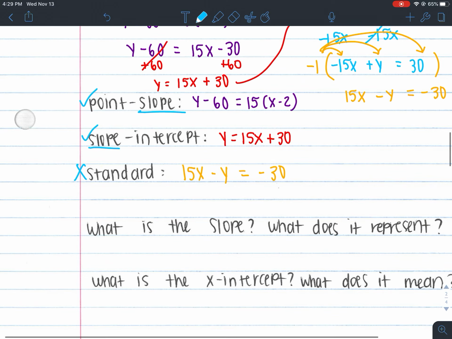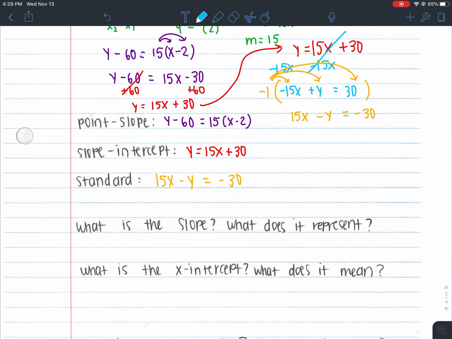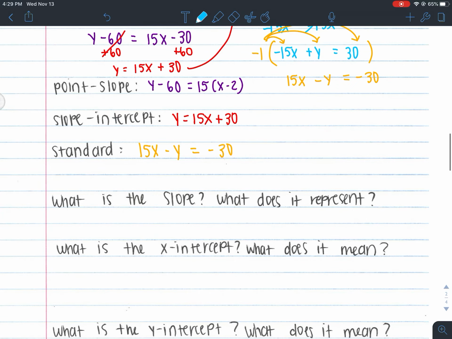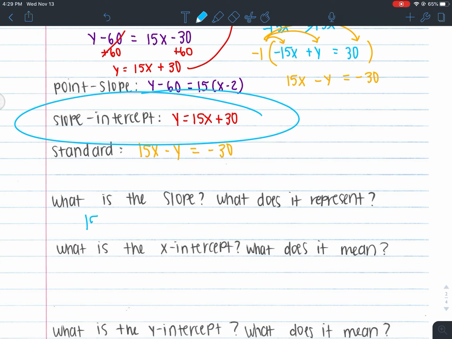No. So when I'm asked to find the slope, you don't want to go to standard form because standard form isn't going to help you. It just makes it more tough because you can't actually see the slope. So if it's asking for slope, look at a form that gives you the slope. Let's pick the second one. What's the slope of this equation? 15. And it's also 15 in the other form as well.